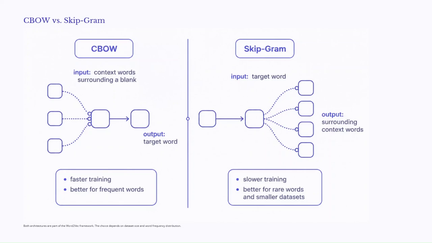So both architectures are part of the word2vec framework. The choice depends on the data size and the word frequency distribution. If the data size is smaller and the words are rare, then they go with skipgram. If the data size is bigger and the words are frequent, then it goes to the CBOW model. So word2vec uses both CBOW and skipgram depending upon the data size and the word frequency distribution.